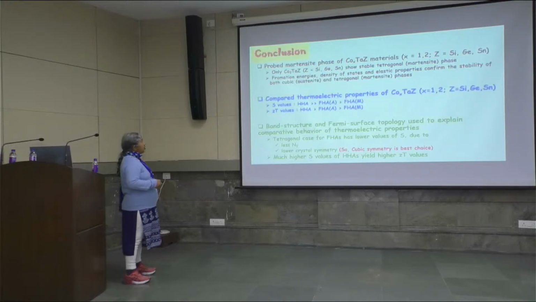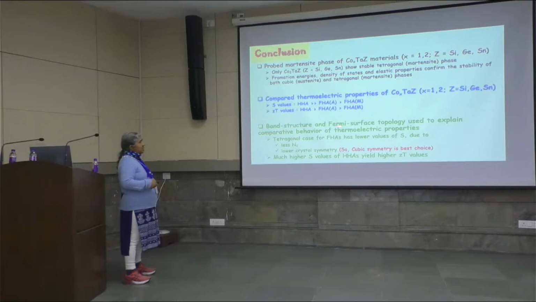So I come to the conclusion. We probed the martensite phase, with x equal to 1, and all these materials show a stable tetragonal phase. The full Heusler formation energy, density of states and elastic properties confirm the stability of the cubic and tetragonal phases, and the density of states indicates why the austenite phase will be less stable compared to the martensite phase at lower temperature. And then we compared the thermoelectric properties. Just to reiterate, the S values are greater for HHA than FHA in the A phase, greater than FHA in the M phase, and similarly the ZT values follow the same trend.